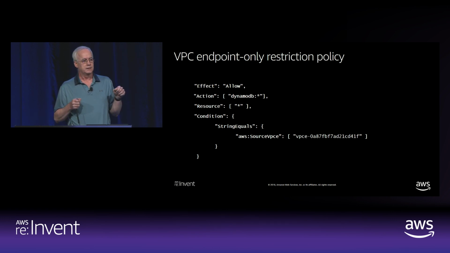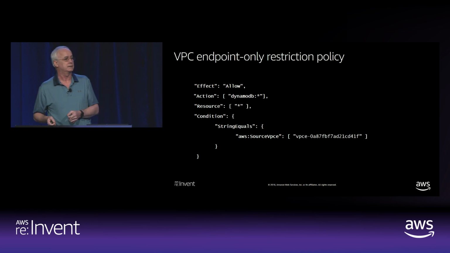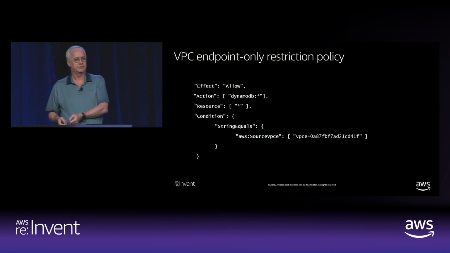So this is something you have to be aware of if you're going to turn on VPC endpoints. If you have policies that restrict based on IP address, you want to fix and address that before you turn it on, because as soon as you turn it on, it will stop source IP restrictions.